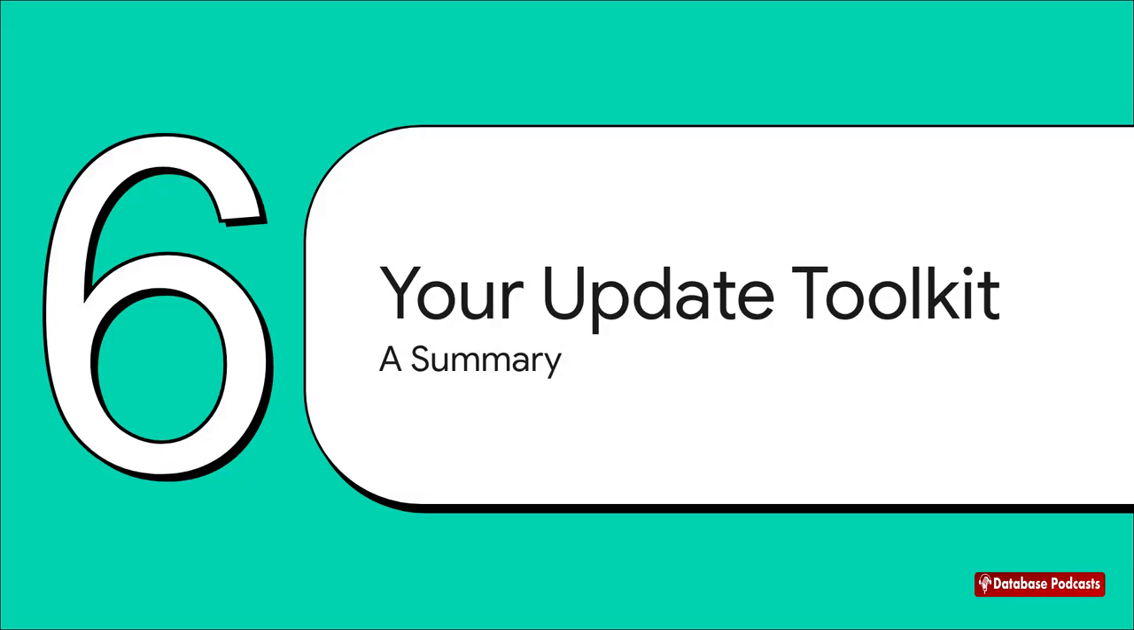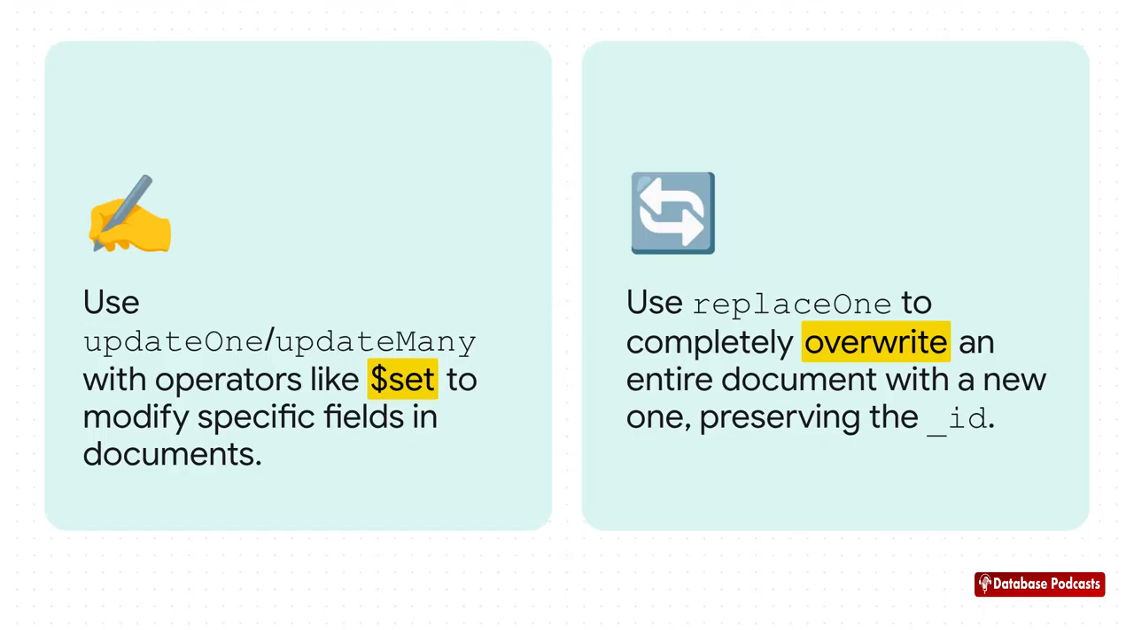Okay, we've covered the 3 core methods for changing data in your collections. Let's put them all together in a quick summary so you know exactly which tool to reach for. Here's your toolkit at a glance. For modifying specific fields, use updateOne for just the first match or updateMany for all matches, and you'll use operators like $set. But when you need to completely overwrite an entire document, that's when you reach for replaceOne. It just swaps in the new document but keeps the original _id.